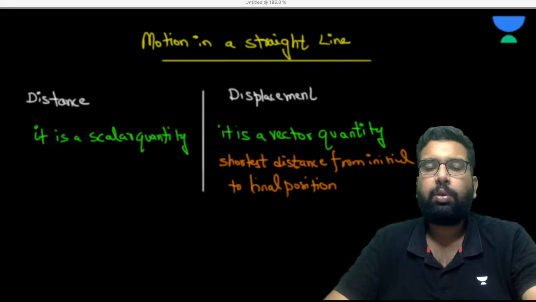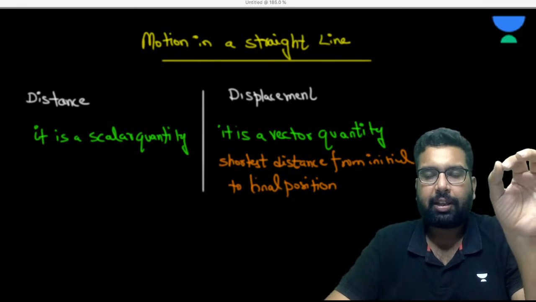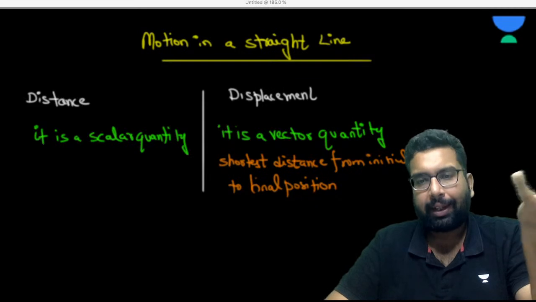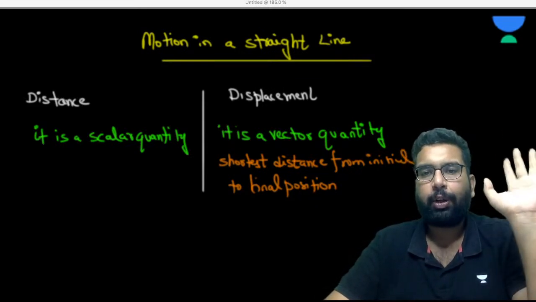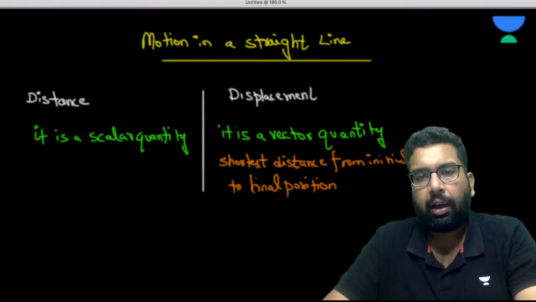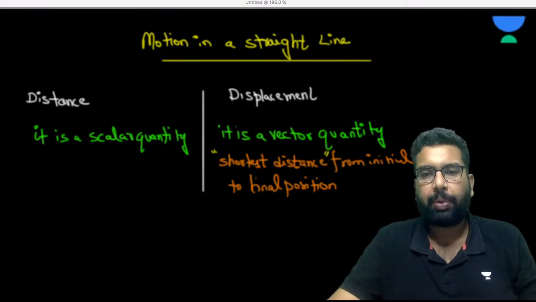So what does that mean? We have some initial position. We started our journey, we started moving, we have started covering some lengths from some initial point, and we have reached the final point. So the shortest distance is the displacement.